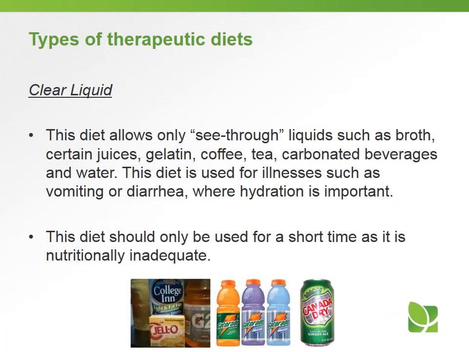Clear liquid diet, we often see this in situations where people have an illness and are not able to tolerate regular food. This diet allows only see-through liquids such as broth, certain types of juices, gelatin, coffee, tea, carbonated beverages, and water. So it's often used for illnesses when someone has vomiting or diarrhea, or when hydration is extremely important. Now, this diet should only be used for a very short period of time, as it isn't nutritionally adequate.